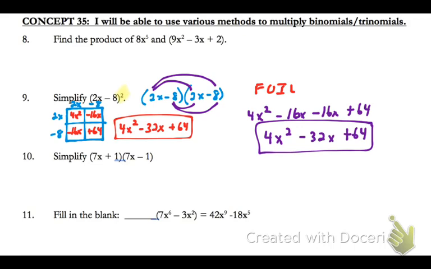Problem number 10. You could do it the same way. If you want to do the box method, you could do the box method. If you want to do FOIL, you can do FOIL. I prefer FOIL. First times first, 49x squared. Outside times outside is a negative 7x. Inside times inside is a positive 7x. Last times last, a positive 1 times a negative 1 is a negative 1. Combining like terms, again, 49x squared. The minus 7x plus 7x cancel each other out, minus 1.